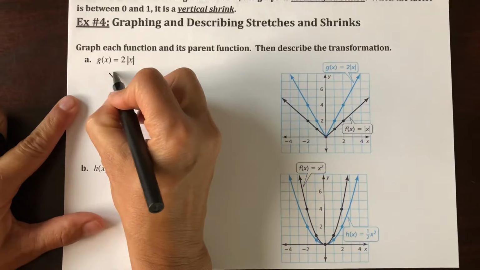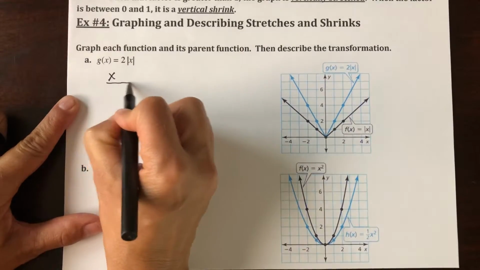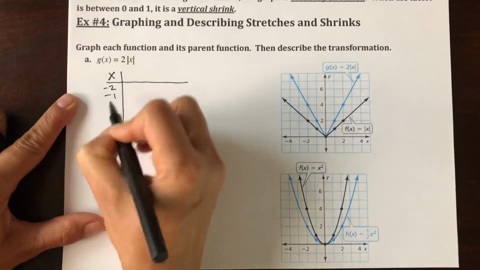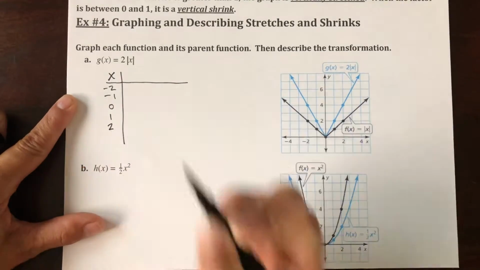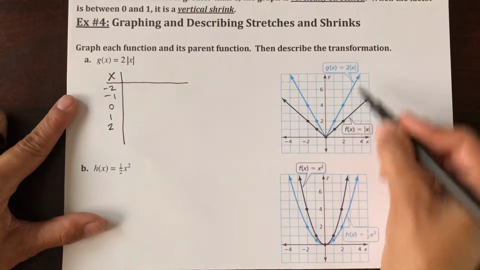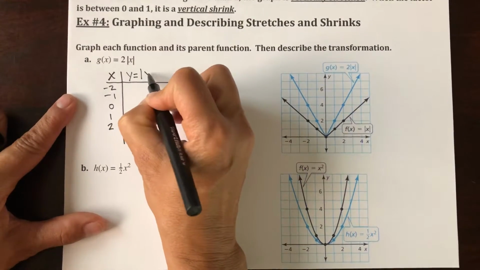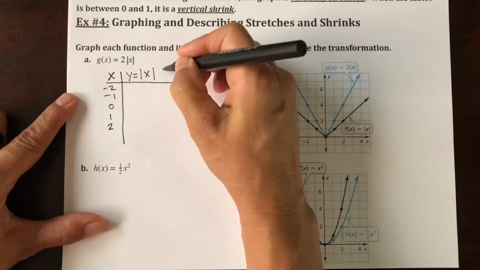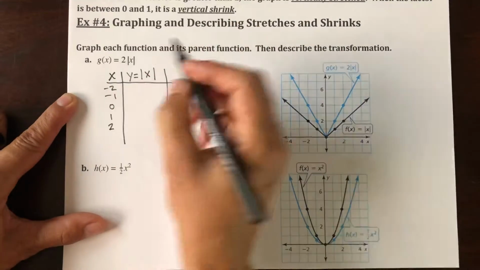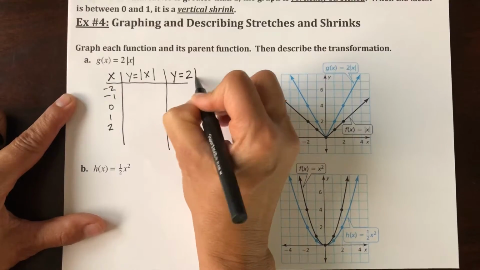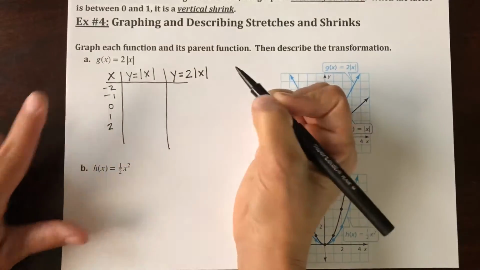So let's have our input values, our x values. We'll choose -2, -1, 0, 1, and 2. And first we're going to graph the parent function, where y equals just the absolute value of x. And then we'll graph with a 2. We'll multiply it by a factor of 2. 2 times the absolute value of x.